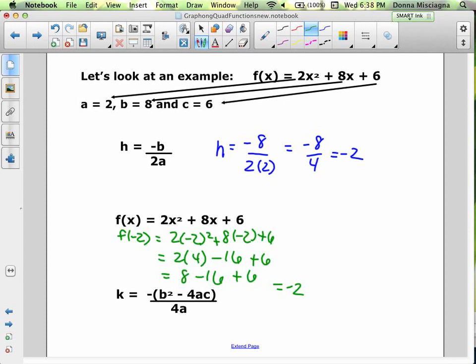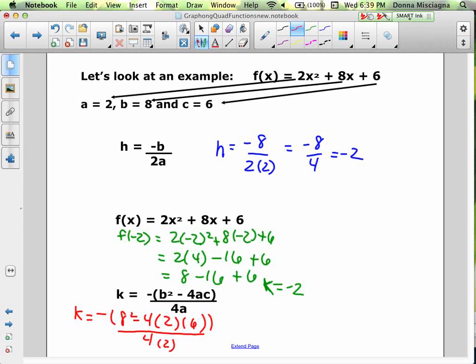Let's do the same thing, but we'll use this formula k. Let's see if we get negative 2 again. So k is equal to, and by the way, let me just put k equals negative 2. All right, so k equals, so we have the opposite. b was 8, so 8 squared minus 4 times 2 times 6. Don't forget to close your parentheses there, because all of that is going to be the opposite, and then divided by 4 times 2.